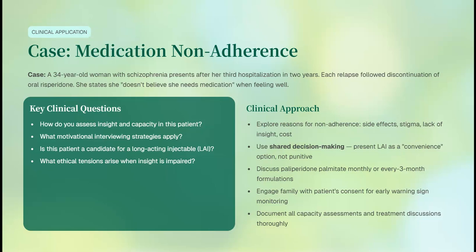Family engagement, of course, helps with monitoring early warning signs, but get their consent first. Document everything: your capacity assessment, what you discussed, her understanding, her treatment preferences. This protects both you and the patient ethically. Remember the tension: she may lack insight due to her illness, but we still need to respect her autonomy while advocating for her well-being.